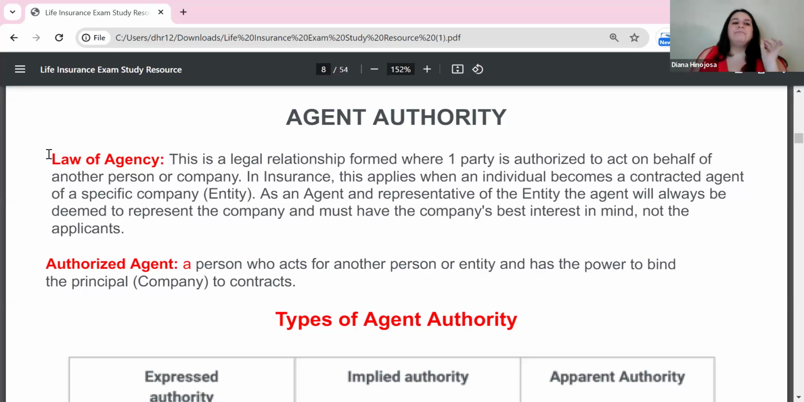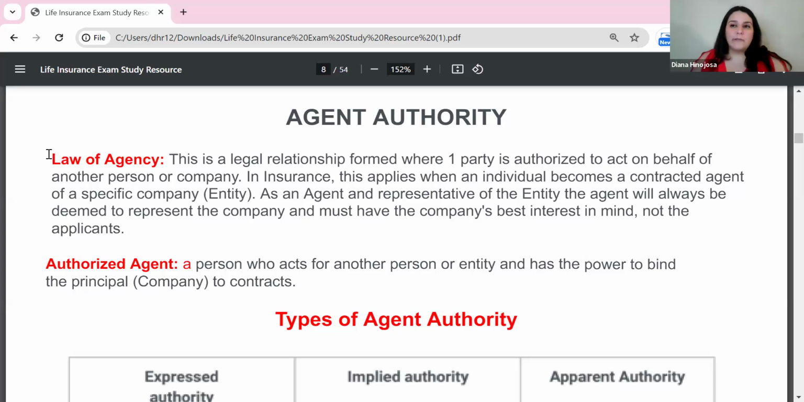much. Law of agency basically states that once you sign a contract, once you commit yourself to a company, you are now looking out for the best interest of your company. You are not there to look out for the best interest of your customer. You're there to help your customer as much as you can. You want to help them get a good policy that'll be good for them.